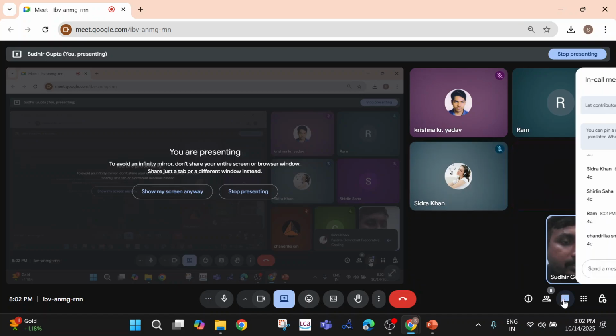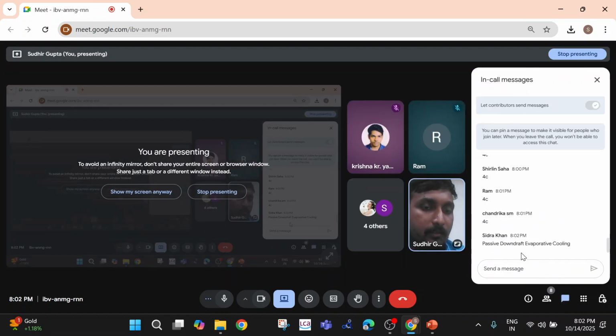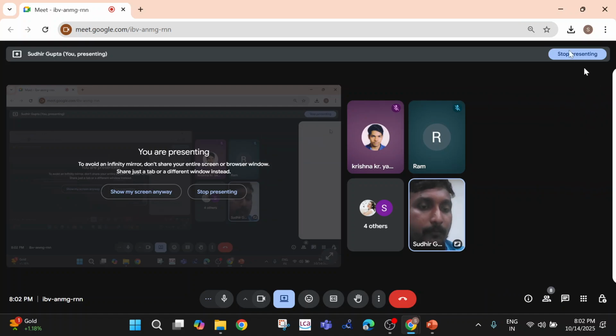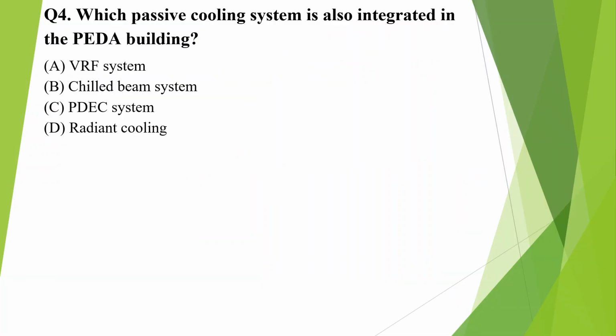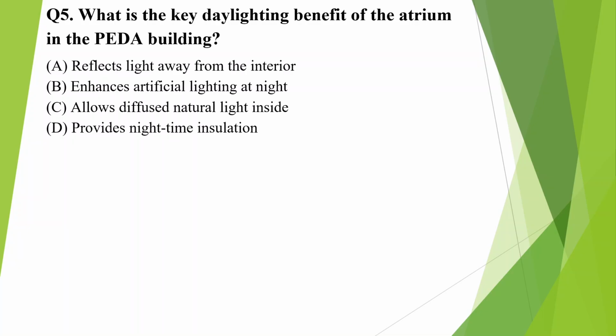Yeah, see, Sidra is again the first. She is very clear and confident about the answer. She knows the full form as well. Fine. So this is the full form of the PDEX system, which is mentioned in option C, that is passive downdraft evaporative cooling system. This system improves indoor comfort and humidity levels in dry climate conditions. Fine. So let us move to the next question, question number 5.